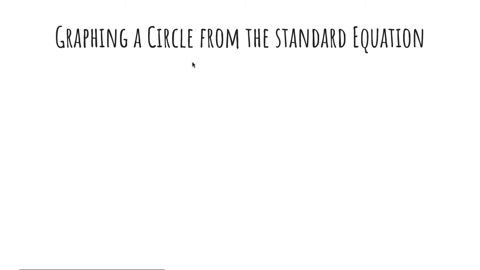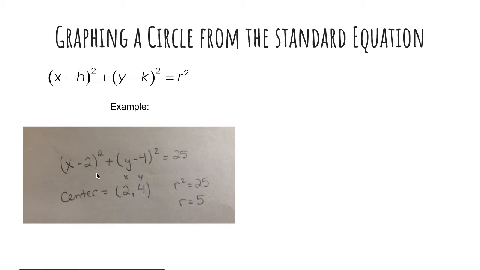The next thing is graphing a circle from the standard equation. This is pretty simple because the problem is already in the form that you want it in, which is the standard equation form. So here's an example. You can see that the center is 2 and 4 because those are the coordinates given right here, and you just flip the signs. So you get negative 2 turns into positive 2, and negative 4 turns into positive 4.